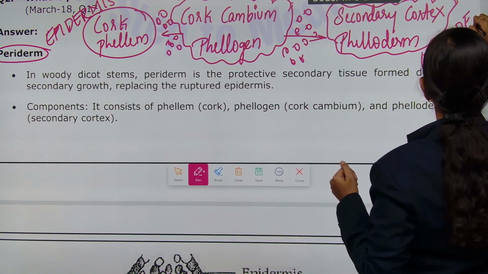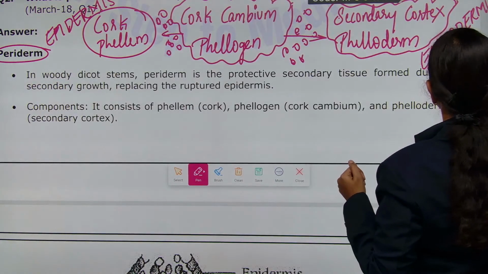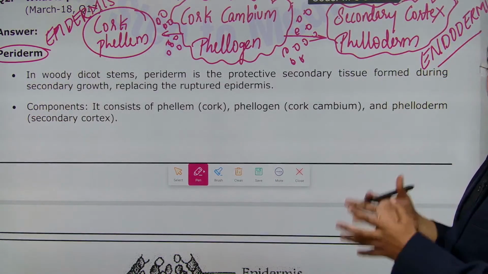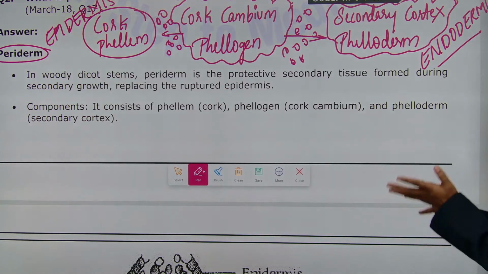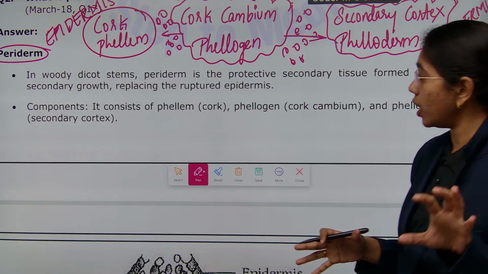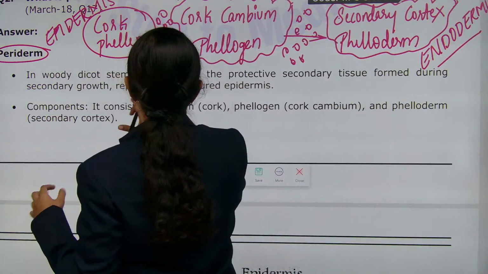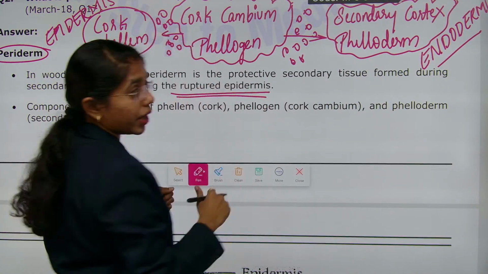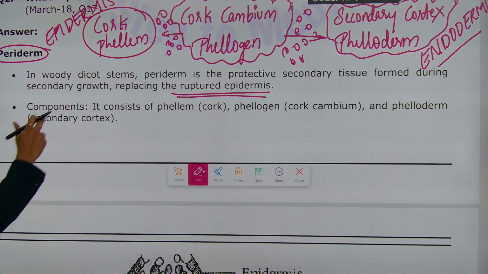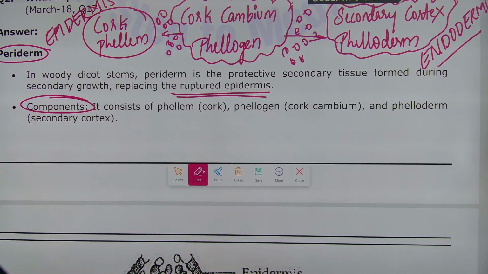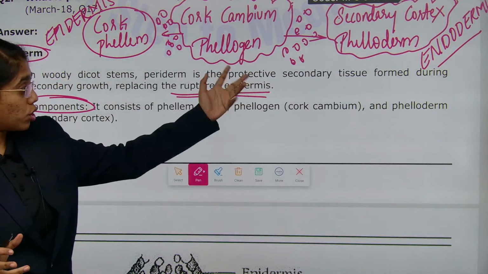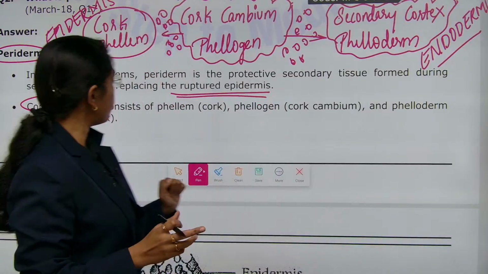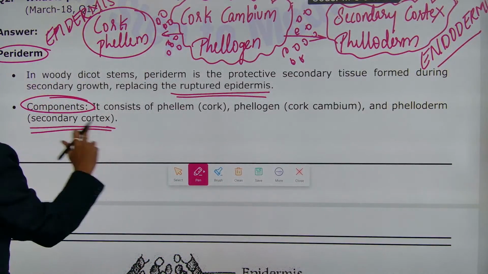This is towards endodermis. Here we go. In dicot stems, periderm is the most protective secondary tissue which is formed during secondary growth, replacing the ruptured epidermis. The components of it: it consists of phellem, that is cork, phellogen, which is secondary, which is cork cambium, and phelloderm, that is secondary cortex.